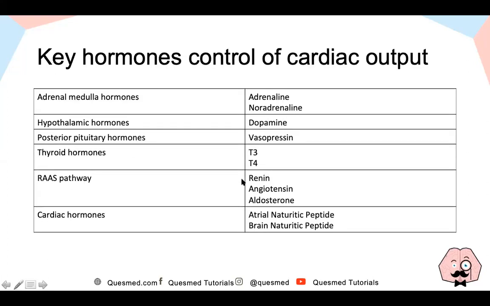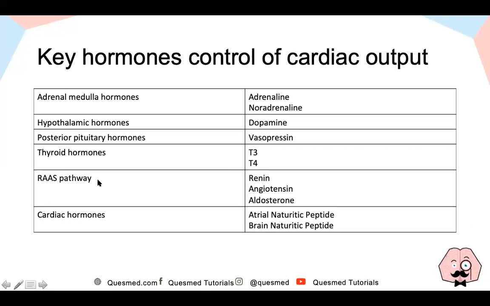So there are quite a lot of hormones involved in the control of cardiac output, so I've broken them down by system. We've got our adrenal medulla hormones, the adrenaline and noradrenaline. We've already discussed those. We've got our hypothalamic hormones, dopamine. Again, we've discussed that previously, so I won't go into any more detail on those.